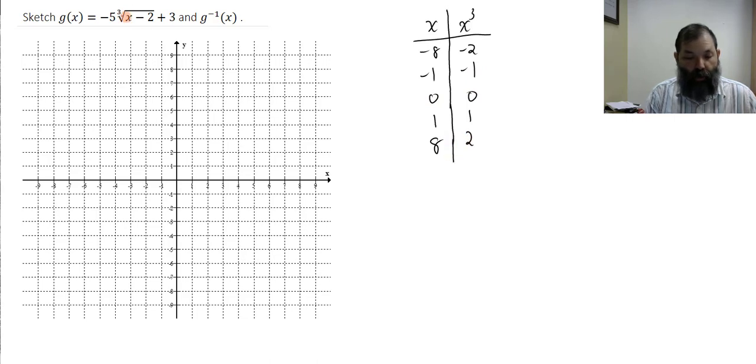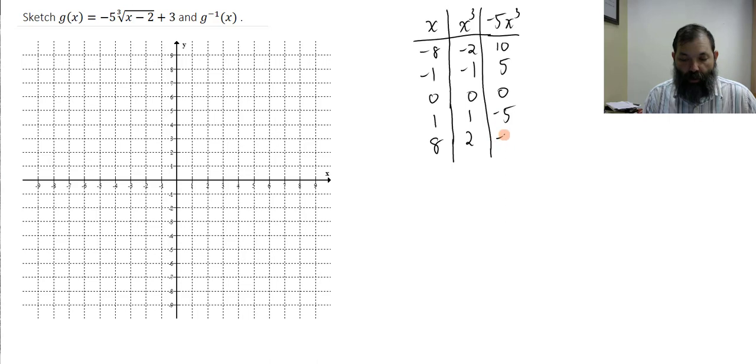All right, now what I will do is I will multiply those outputs by -5. So -5x cubed would be then 10, 5, 0, 5, -5, and -10. So all I did is I took the x cubed column, and I multiplied those outputs by -5.